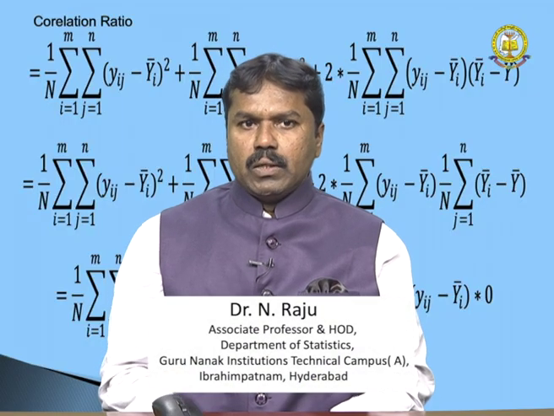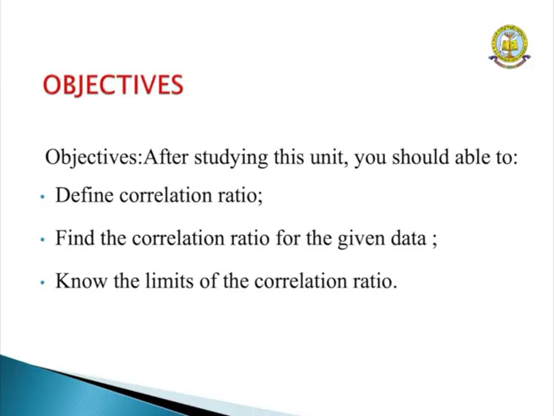What are the objectives of today's study? That is important. What are the objectives of correlation ratio? After studying this unit, you should be able to define correlation ratio, find the correlation ratio for the given data, and know the limits of the correlation ratio. These are the main objectives of today's lesson.